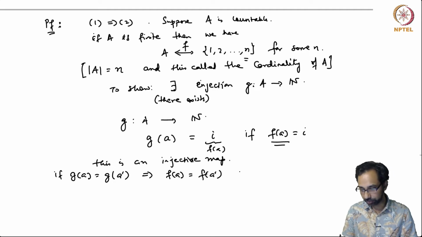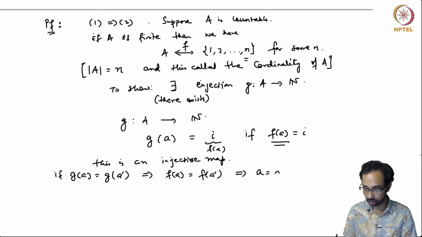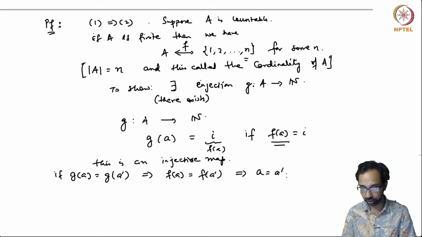And because F is a bijection, this means that F is an injection, and so A equals A prime. So this is how we get that G is an injection. So we are done.